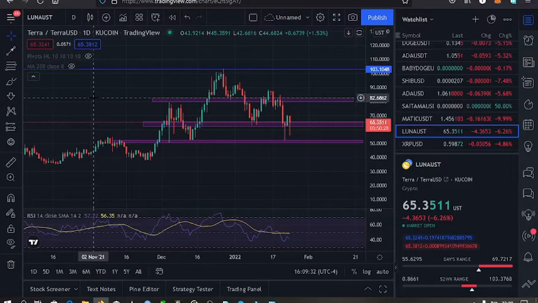For another Luna price update, and the current price for Luna is at the $65 mark.